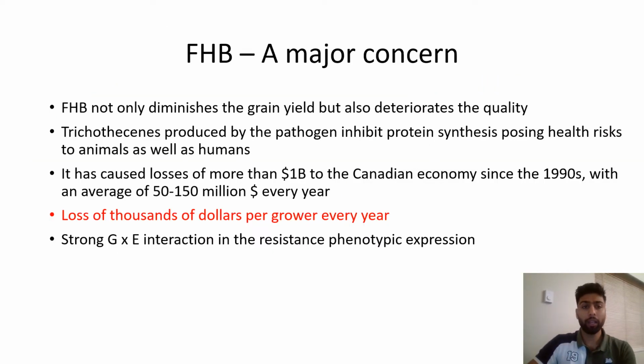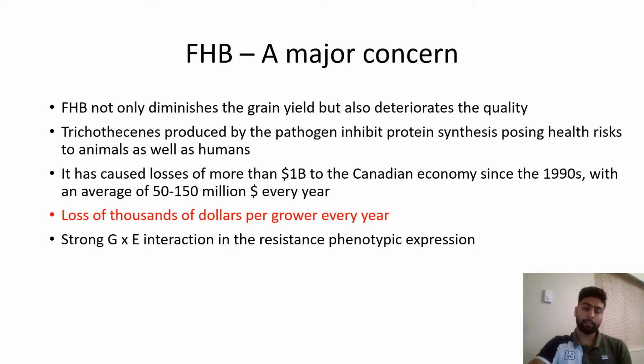Now, why FHB is a major concern? First, yes, of course, it diminishes the grain yield, but also it deteriorates the quality of the grains. In the visual appearance, you see chalky white and shrunken and very less in weight grains. And the other thing, it produces the mycotoxins in the grains. And these mycotoxins, which are the trichothecenes class, produced by this pathogen, inhibit the protein synthesis, which poses serious health risk to animals as well as humans.